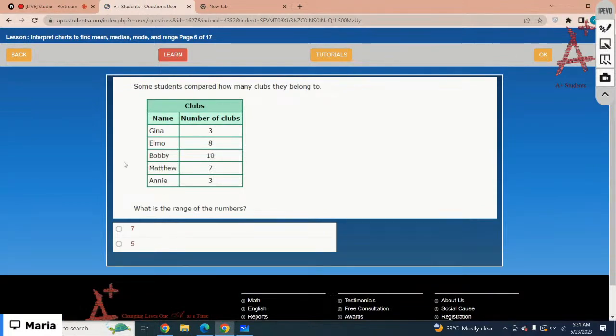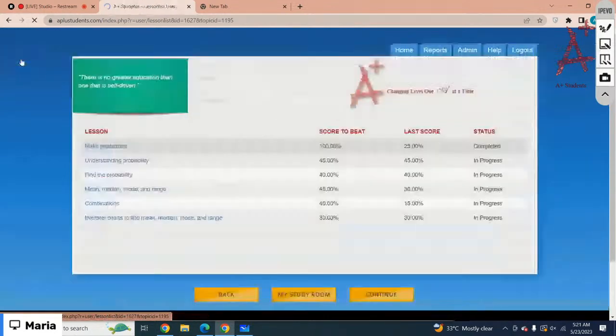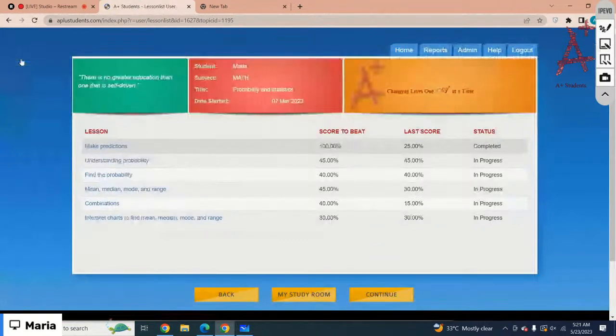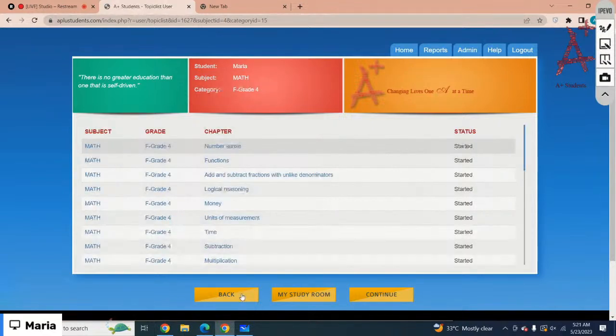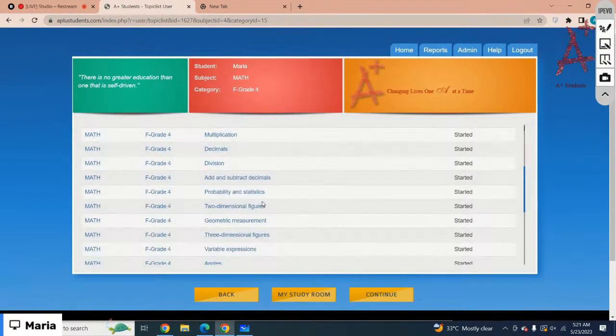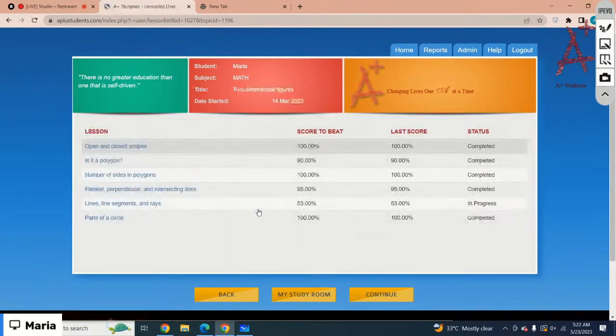Okay, you can complete the test by yourself later today. Let's just start the new chapter. We're done with the lesson. We're going to start the new chapter, that is two-dimensional figures. No, we're going to start the new chapter, that is geometric measurement.